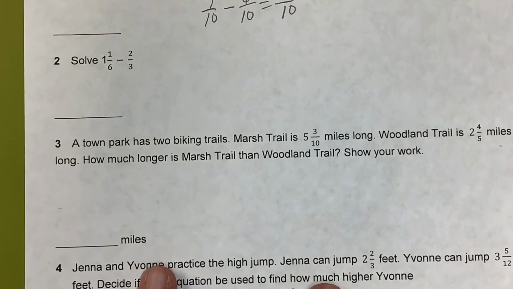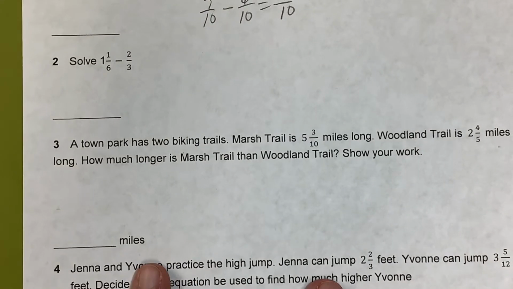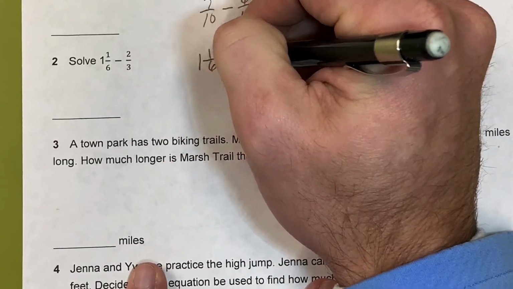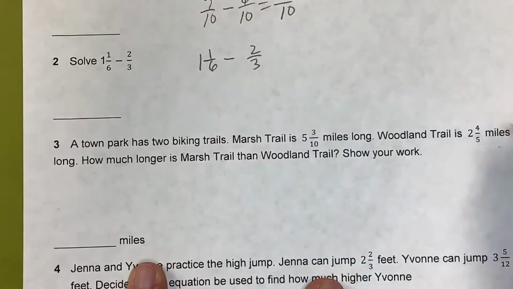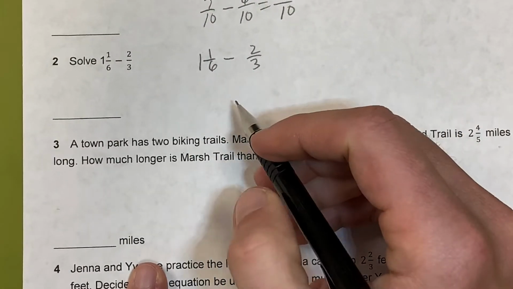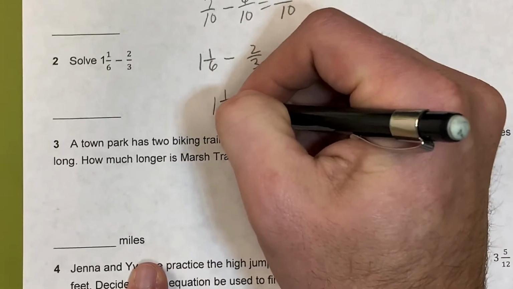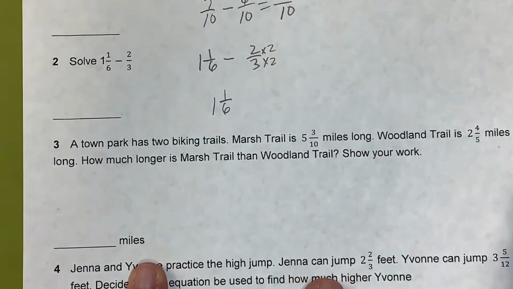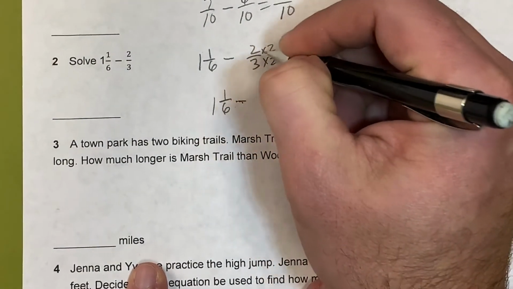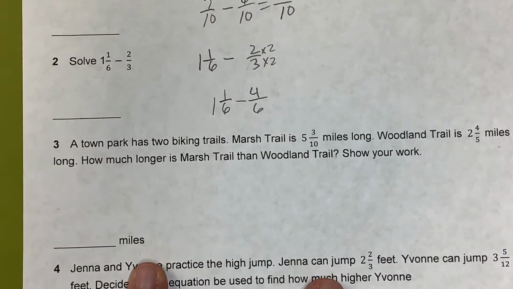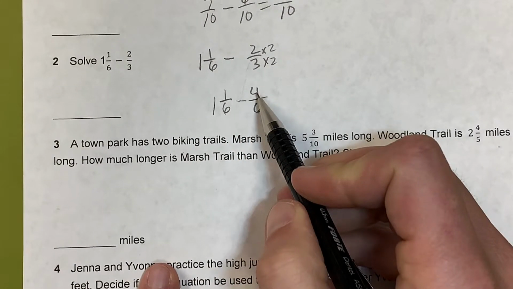You might want to pause it and try this on your own first and see how you do. We have 1 and 1/6 minus 2/3. The common denominator between 6 and 3 is going to be 6. So I'm going to bring this one down. It's ready to go. This one I need to multiply by 2, the numerator and the denominator. 2 times 2 is 4. Now, we cannot do 1 minus 4.